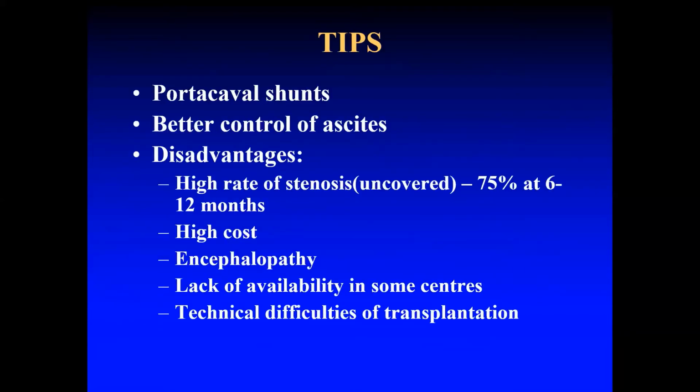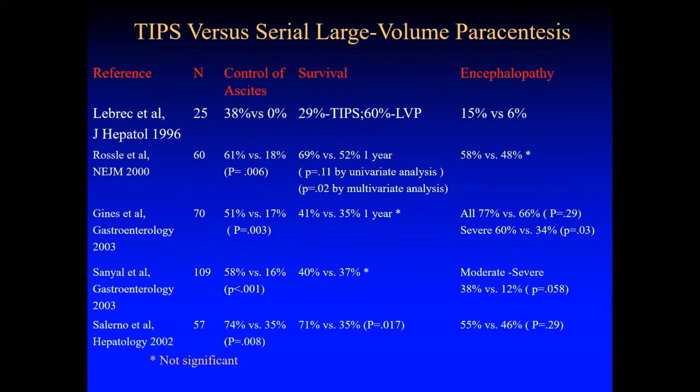TIPS can be used for the control of ascites. This is a sort of the portacaval shunt. The better control of ascites. Disadvantages are high rate of stenosis, especially when we are using the uncovered stents. But nowadays nobody uses the uncovered stents. These are the covered stents which are used. And another problem is the high cost, and then encephalopathy, lack of availability in some centers, and technical difficulties. Although nowadays we don't find any technical difficulties if these patients are subjected for the liver transplant.